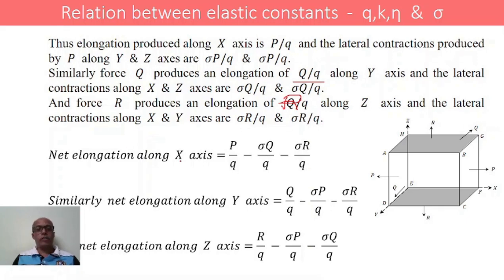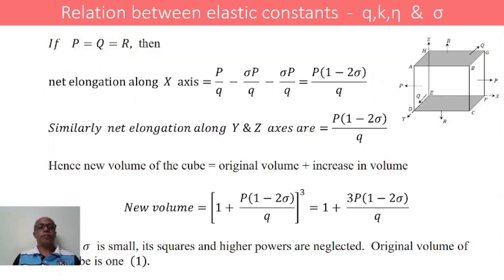Therefore, the net elongation along x-axis is P by q minus sigma Q by q minus sigma R by q. Similarly, net elongation along y-axis is Q by q minus sigma P by q minus sigma R by q, and net elongation along z-axis is R by q minus sigma P by q minus sigma Q by q. So these are the net elongations along x-axis, y-axis, z-axis respectively due to the application of the forces P, Q, R along x, y, z-axis respectively.